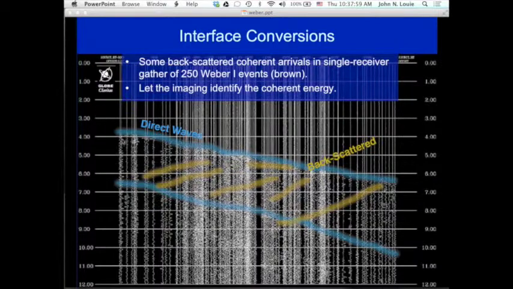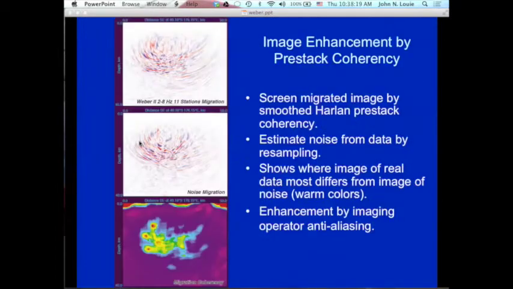But there are isolated things that are not coherent. They could be real, right? But even the Harlan process has a hard time distinguishing them. And following the correct velocities, in some areas we can do that, but in others we can't. Everything looks like a spike. That's what the Harlan result is telling us here: not quite everything, but almost everything looks like a spike, because of the similarity between the noise migration and the data migration.